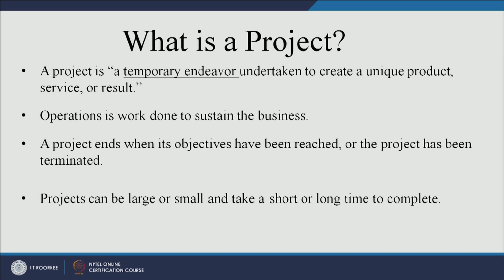If you look at the other things related to a project, operation is work done to sustain the business. Once you complete the project, you start operation and you continue doing operations because you want to sustain the business. A project ends when its objectives have been reached. Yes, that is very much true. Once you achieve all the objectives of a project, you just terminate the project. Depending upon its size, it can be small, large, medium size and so on. We will see different types of projects on the basis of R&D investment, or on the basis of who is controlling that project. It may be a government project or private project or a combination of these two agencies, and there are several other forms of projects.